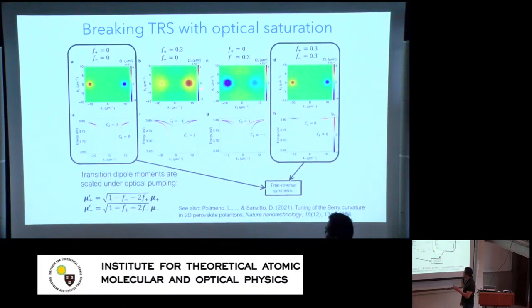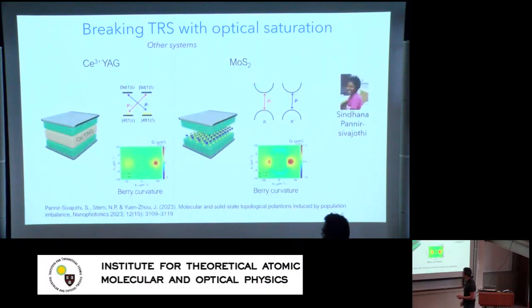And if you calculate the Berry curvature and integrate, then if you create a population imbalance between the plus and the minus states, you will, not surprisingly, get non-trivial topological polaritons. But if you saturate the transitions equally, or you don't saturate, then you don't get topologically non-trivial bands. Okay, you can also do this with lanthanide impurities or with 2D materials.